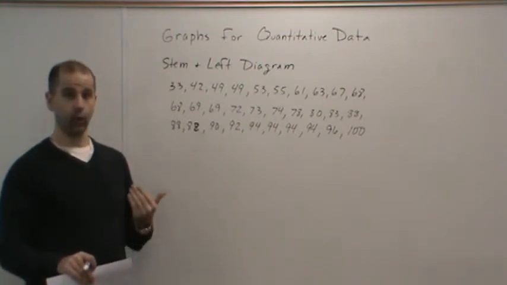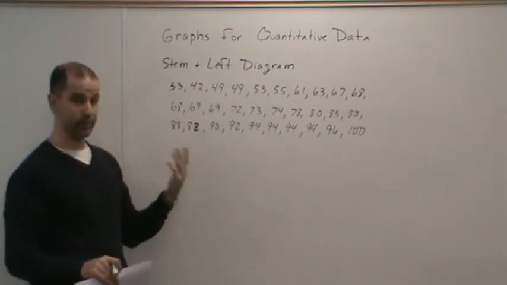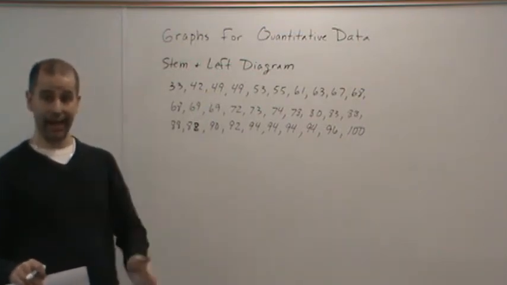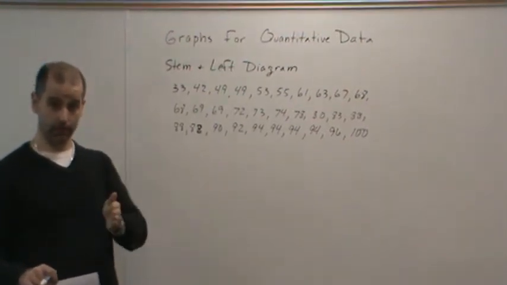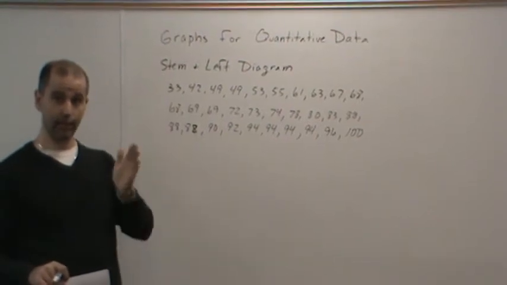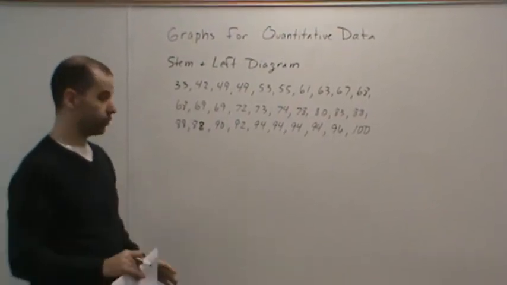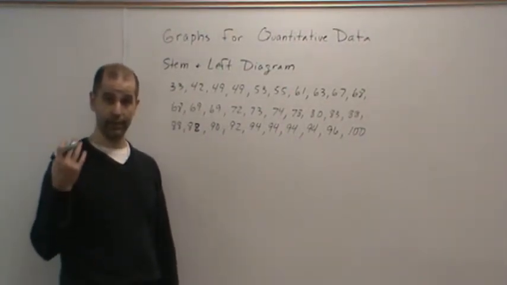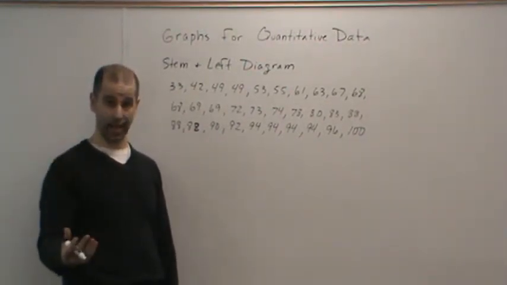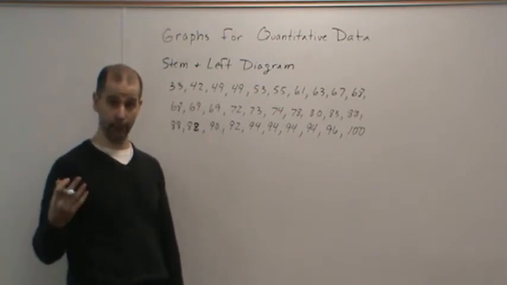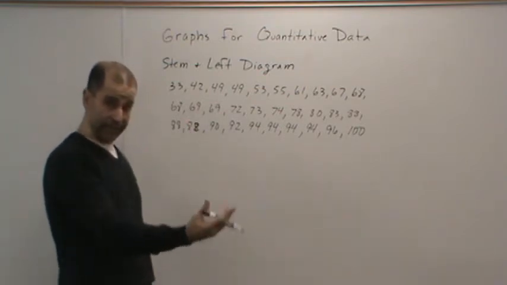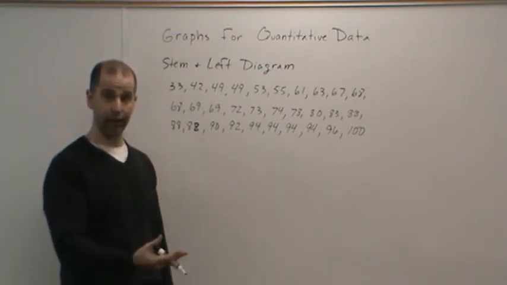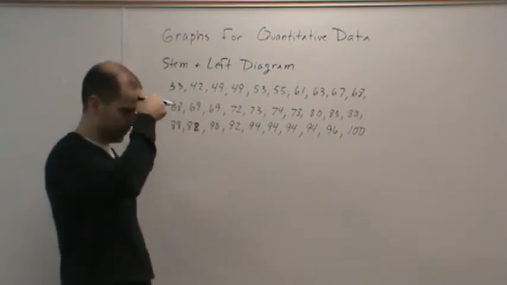Okay, so here, since I've got numbers from 10 to 100, I'm going to divide each number into two parts, the tens column and the ones column. So the stem of my diagram, of my graph, is going to be created using the tens column for every observation, every number. The leaves are going to be constructed using the ones column for every observation.